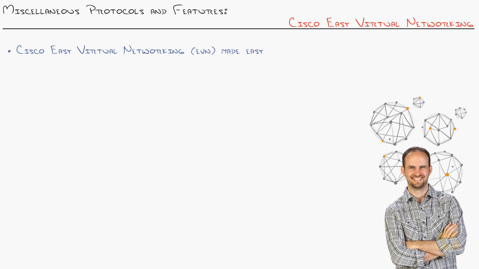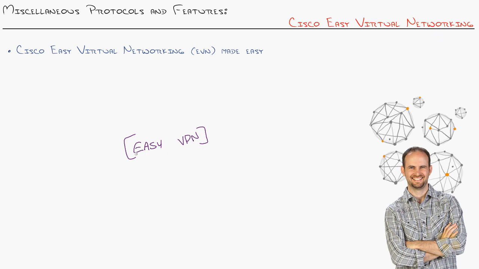Cisco Easy Virtual Networking, or EVN, made easy. When I first saw this concept, my mind immediately went, oh no, they've done it again. I thought they were taking Easy VPN. This is actually a topic I remember teaching 15 years ago when Cisco created it, to a Cisco security class. It's essentially a VPN configuration you put on a router, which is just brutal.